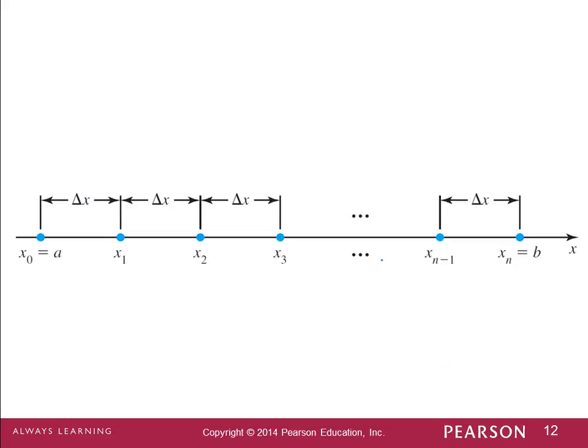Now, in order to do that, we need to be able to break up into subintervals. And so we need to know what our delta x is. If we're starting at some value a, our initial x value, which we're going to call x naught or x sub 0, is going to equal a. And our final x value is going to equal b, which is x sub n, with n being the number of intervals we're going to break our area up into.